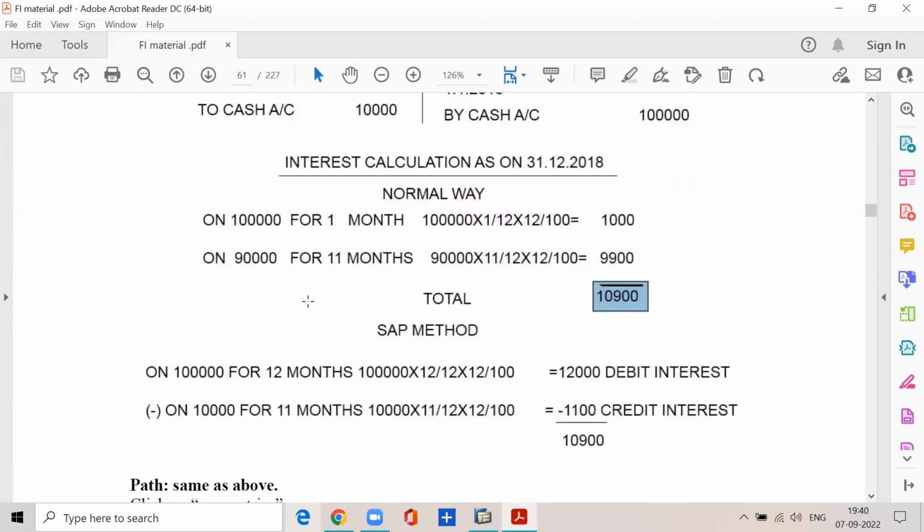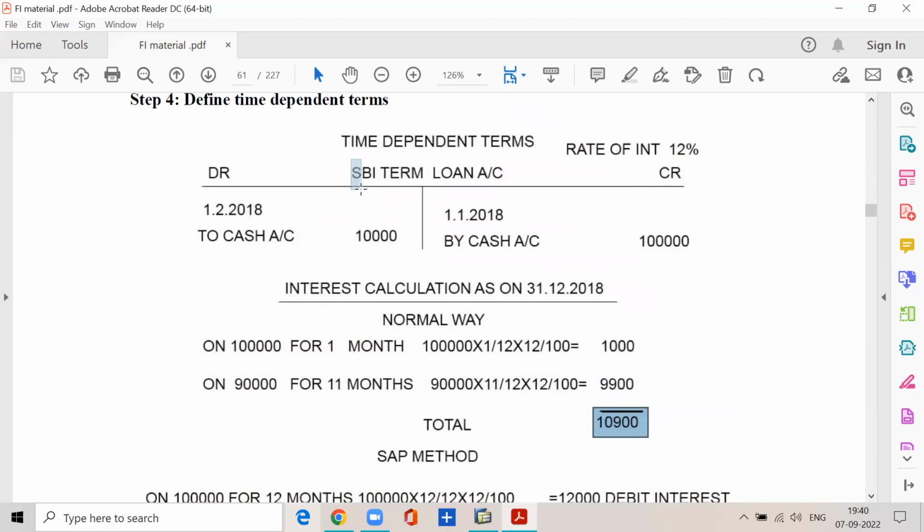But SAP calculates the interest in a different way. Here, this SBI term loan account is just similar to a bank account. In the bank account, debits are always deposits, because when we deposit anything into the bank, we debit the bank account. Similarly, in the bank account, the credits are always withdrawals, because when we withdraw any money from the bank, we credit the bank account. So in the bank account, debits are deposits, credits are withdrawals. So this is just similar to a bank account only.